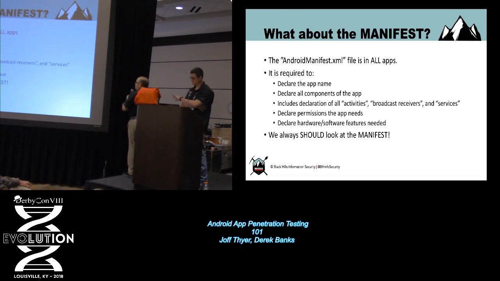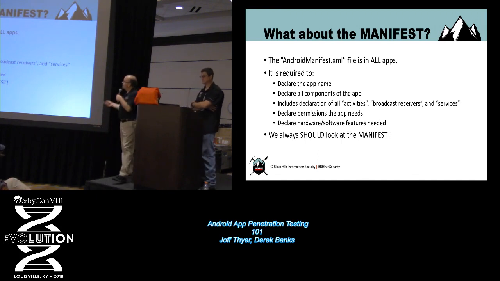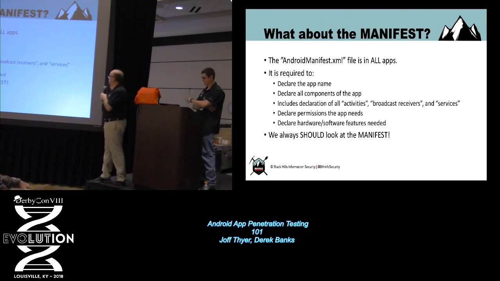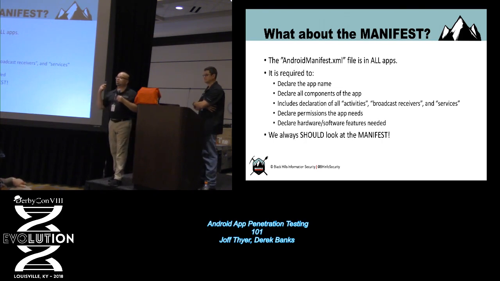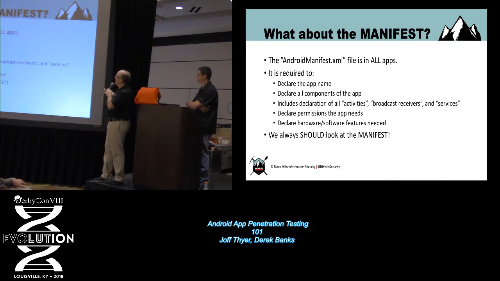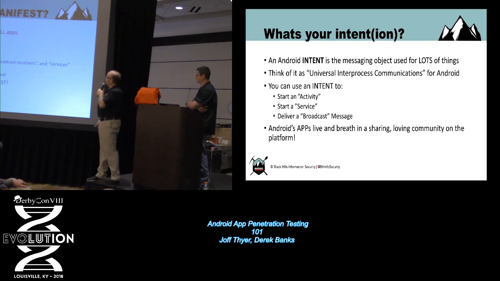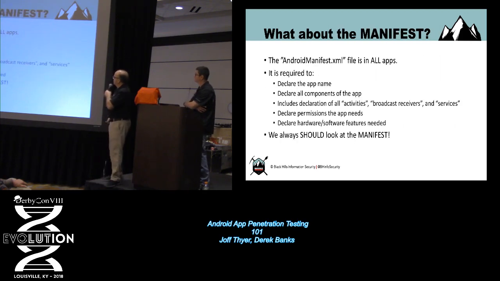What about our manifest file? Very common file in Android is the AndroidManifest.xml. It's in all apps. It has requirements to declare the application name, declare all the components of the app. It includes a declaration of all the activities, all the services, all the broadcast receivers. It declares all the permissions that the app needs, such as I need the internet, I need to access your contacts, because all apps need to access your contacts, right? I need to access your wireless adapter. I need to access your Bluetooth because that's fun, right? Etc., right? Oh, hello. And it also declares hardware, software features that might be needed.